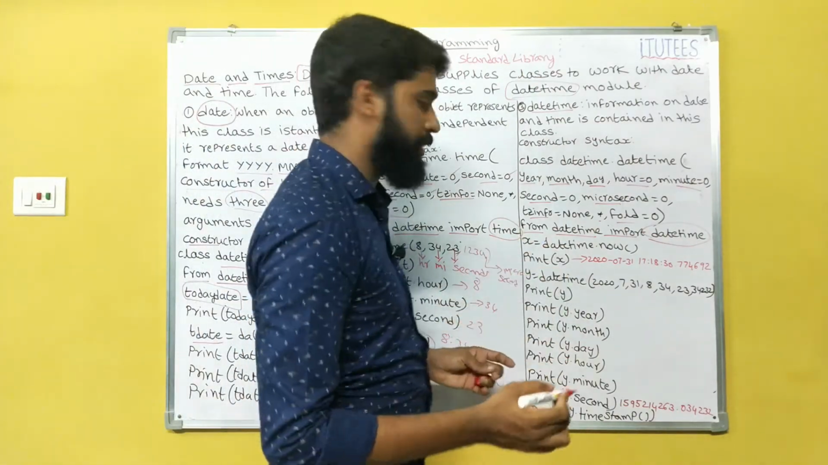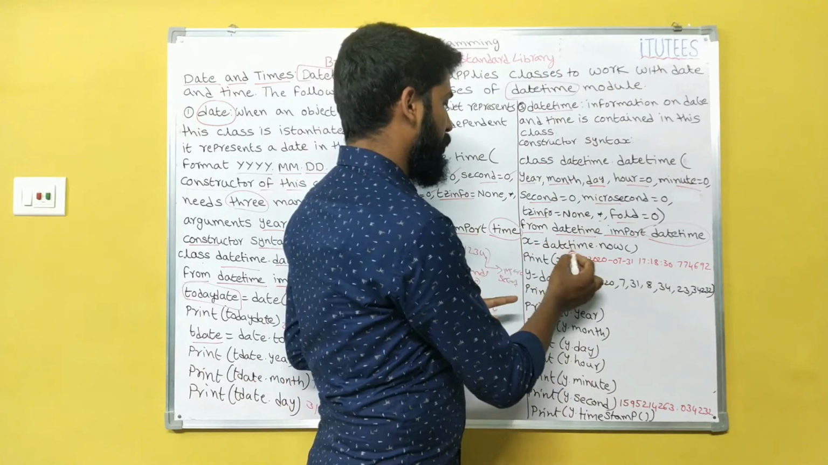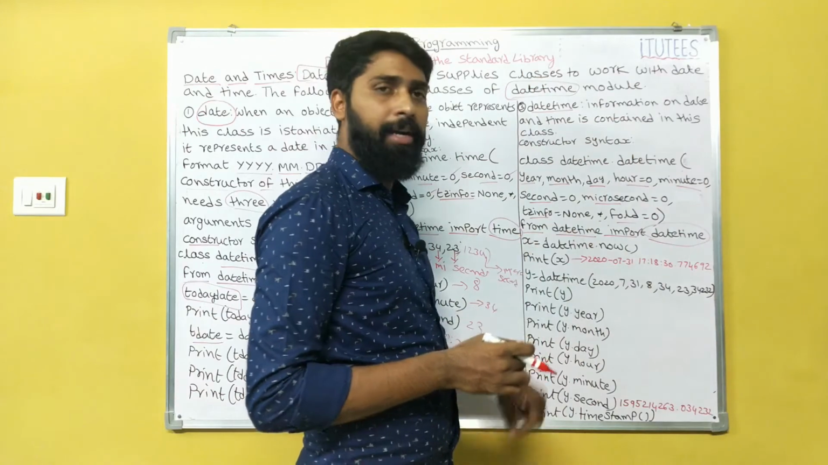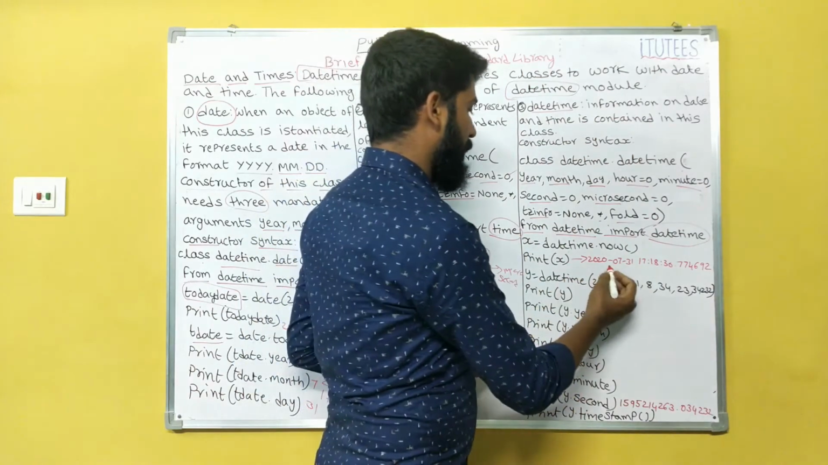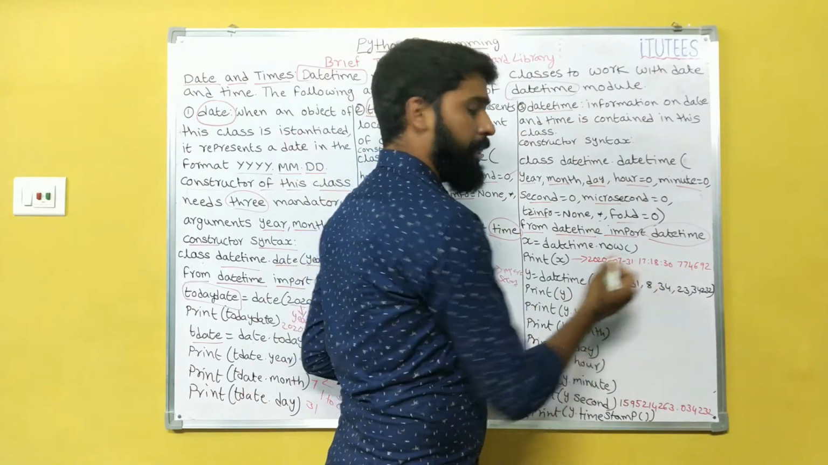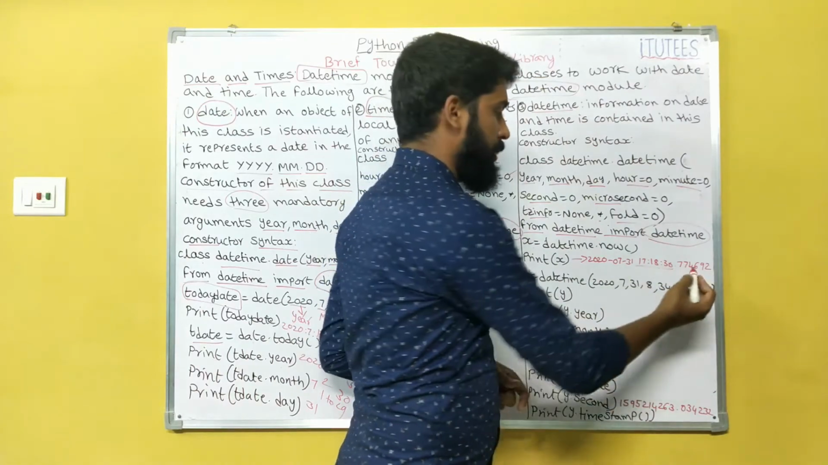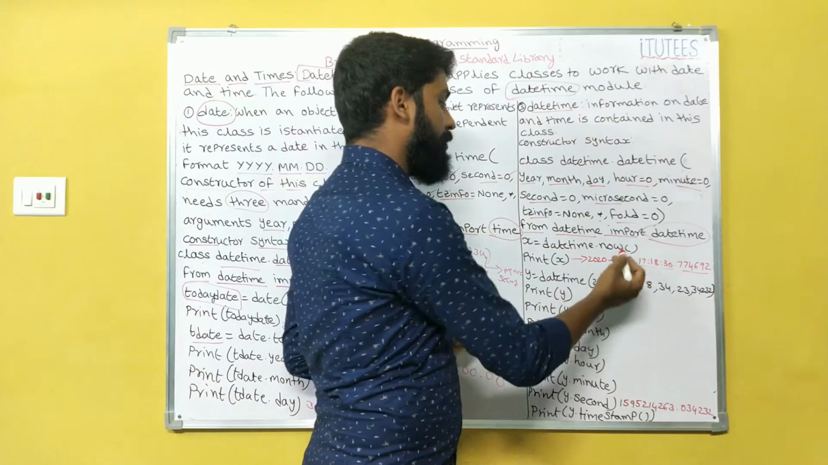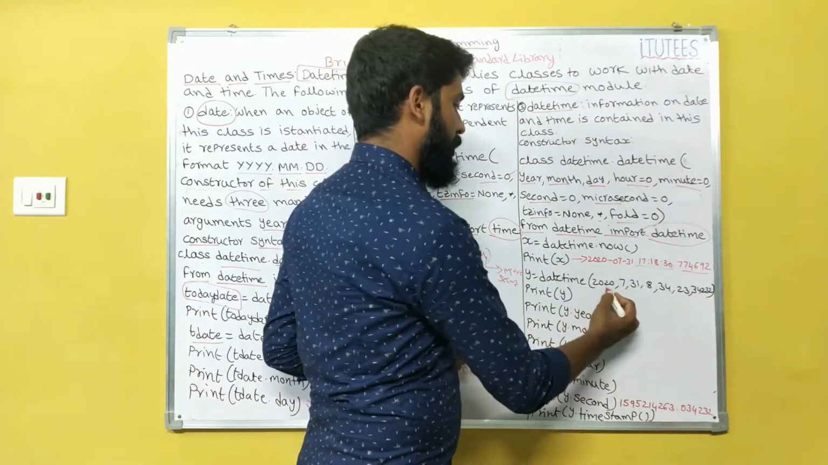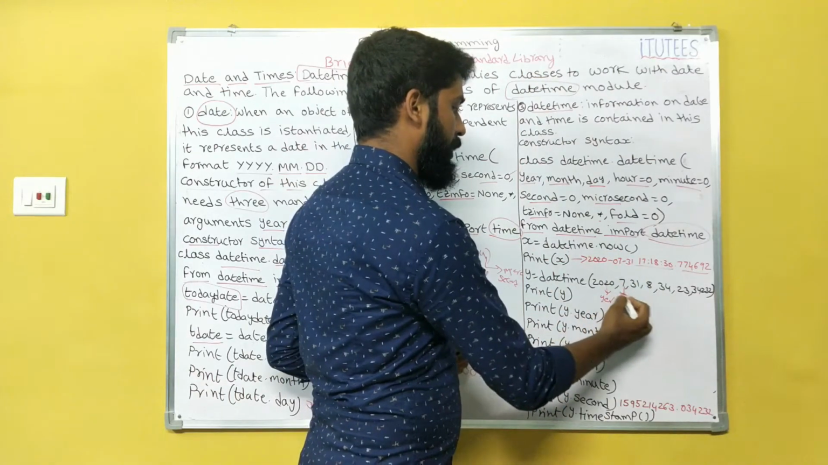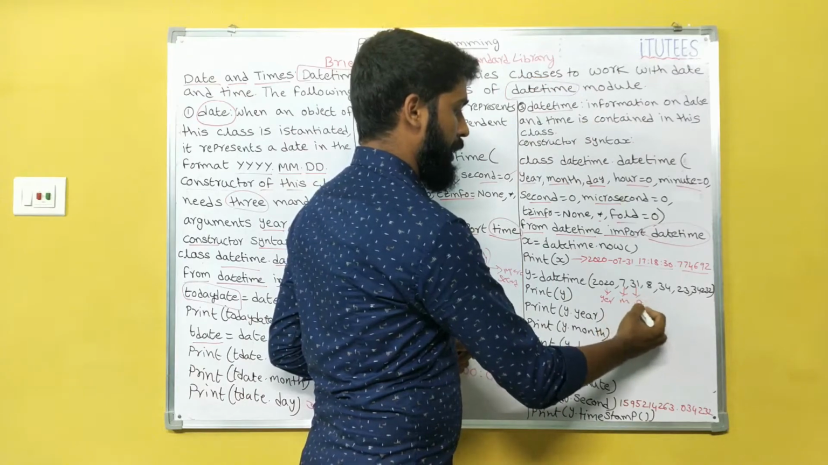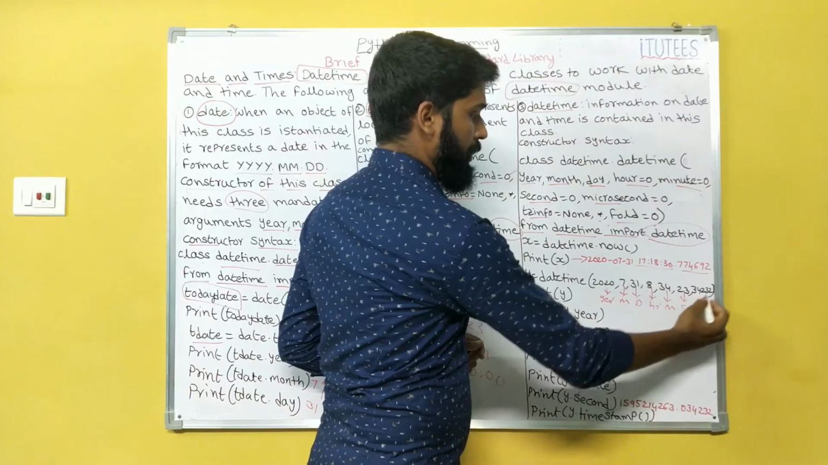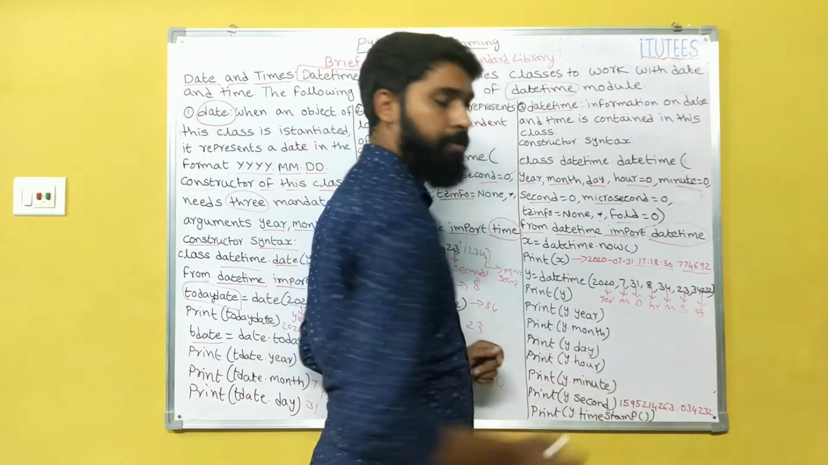We can see one example. X equals datetime.now, which means it takes the current date and time. So now the current datetime is 2020-07-31, this is the time, and this is the microseconds. So print x. We can give these details manually also. The first is treated as year, month, day, hours, minutes, seconds, microseconds.